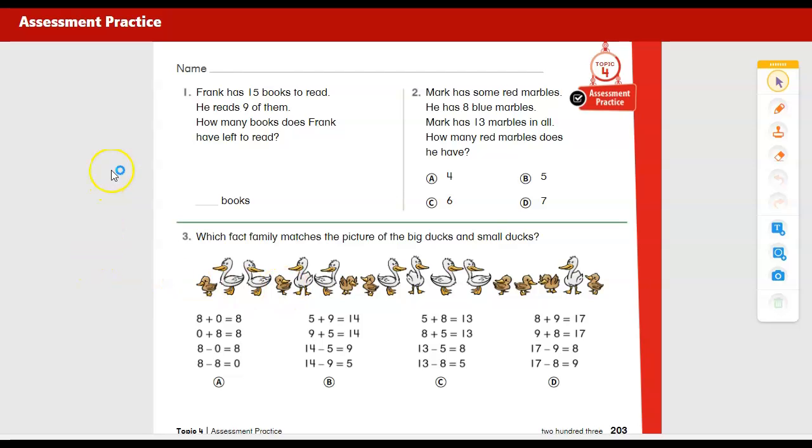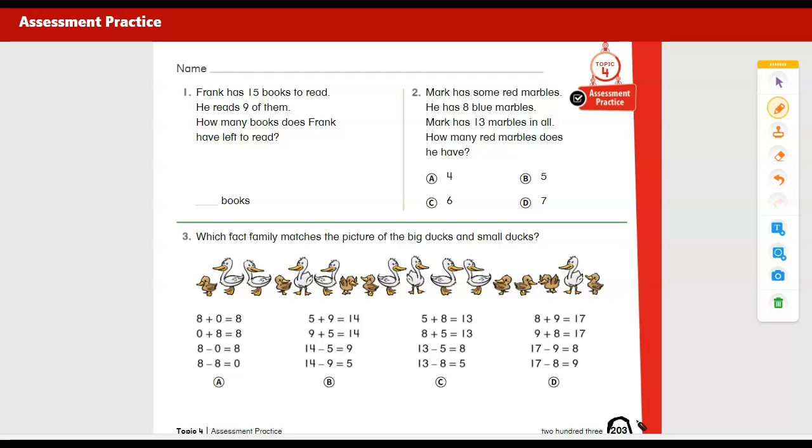All right, everybody, the time has come for you to take your practice assessment. So this is your practice test before we take the real thing tomorrow. So if you will open up your workbooks to page 203, so I circled it here at the bottom, 203.